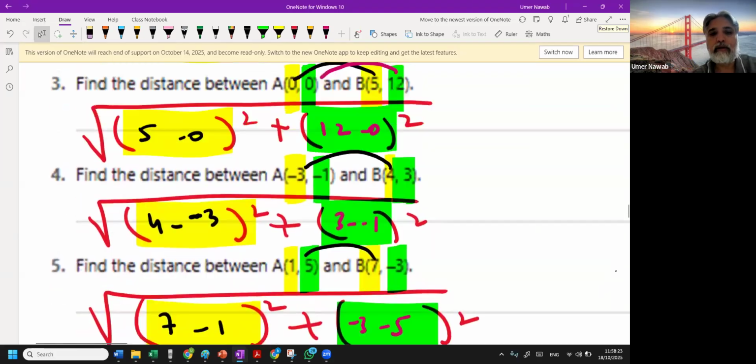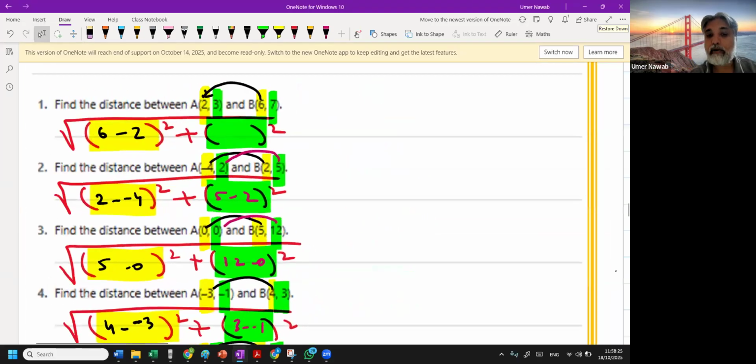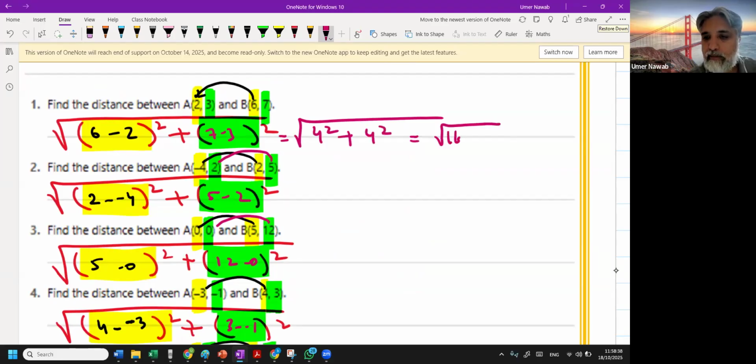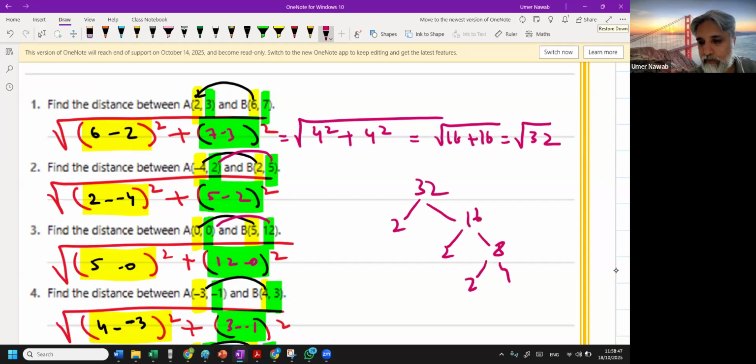Then, yes, the next job is a calculator job, or you can do it mentally. How? 6 minus 2 is 4, so 4 squared. 7 minus 3 is 4, so 4 squared. Mr. Omar, 4 squared is 16, plus 16, it is square root of 32. And what is the surd of square root of 32? Come on, do the prime factorization. 2 and 16, 2 and 8, 2 and 4, and 2, 2. How many pairs?